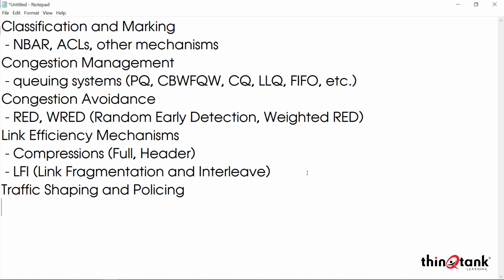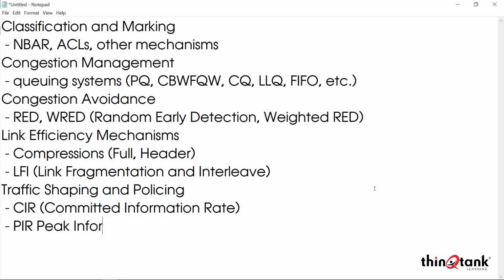But shaping and policing are always listed separately because, first of all, Cisco loves to test about these two concepts. Secondly, within a QoS policy, oftentimes we define shaping and policing policies. So typically we will identify two variables within traffic flows, something called the CIR, committed information rate, and a PIR. And a PIR is a peak information rate.